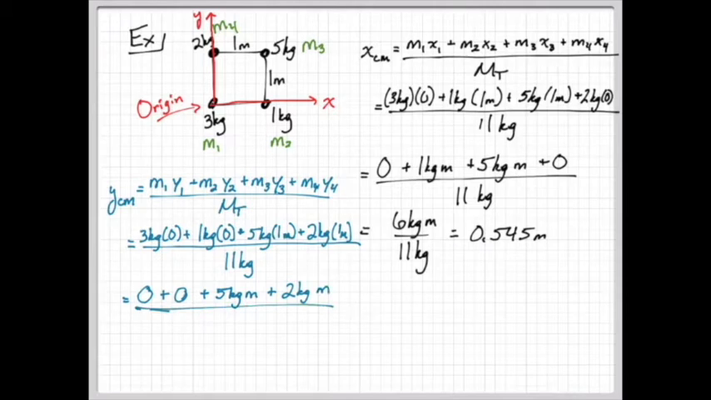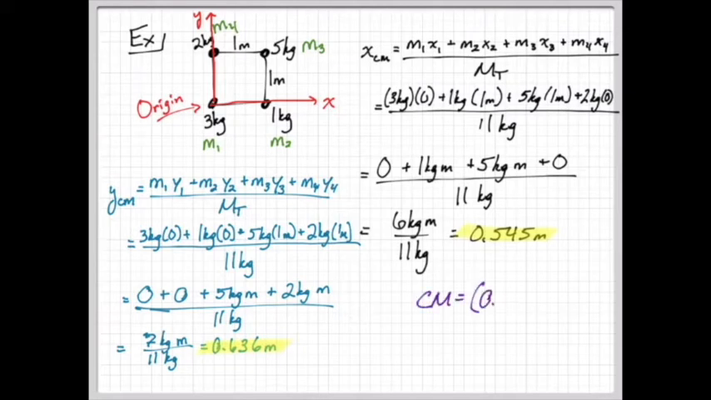Okay, so let's crunch these out. And now we'll get 7 kilogram meters over 11 total kilograms, which makes our Y center of mass 0.636 meters. Now, we would typically write this out as a coordinate pair because we have our X location and Y location. So the overall center of mass of this system is an ordered pair of X 0.545 meters, comma Y, which is 0.636 meters. And that is our answer.